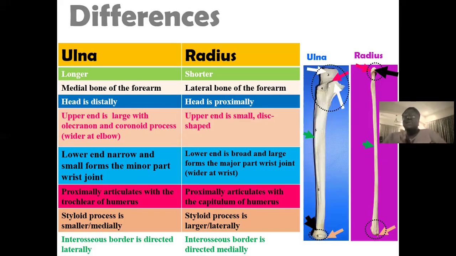And this is basically because the ulna is positioned in the medial side of the forearm, and the radius is positioned in the lateral part of the forearm. So we should expect also that the interosseous border through which the connections will be created will also be directed accordingly.